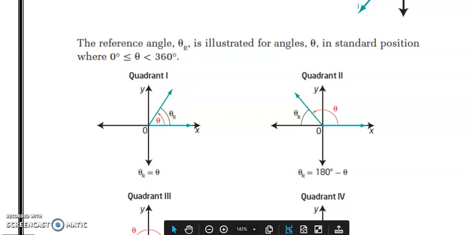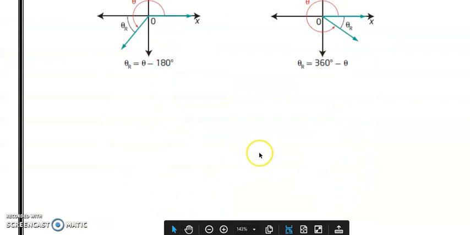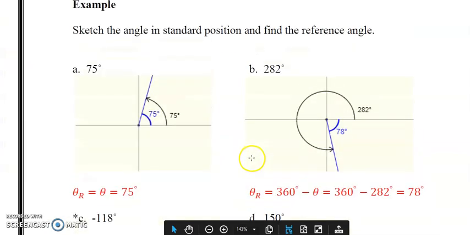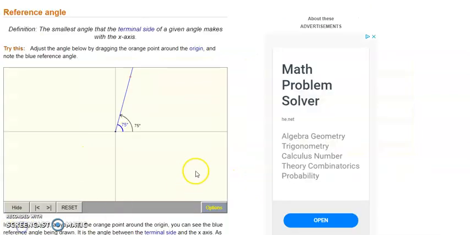Okay? So let's take our drawing up again. The next one was 282, I think. Yeah, 282. So let's take a look. We'll click on our program. So 282, we know quadrant 2 is 90 to 180. Quadrant 3 is 180 to 270. So we know we're going to go slightly more than that. 282, our reference angle is 78. And we can show that calculation. 360 minus 282 would equal 78. There's your reference angle.